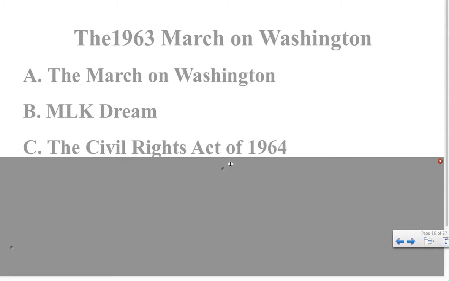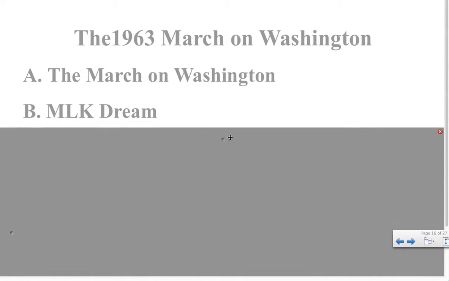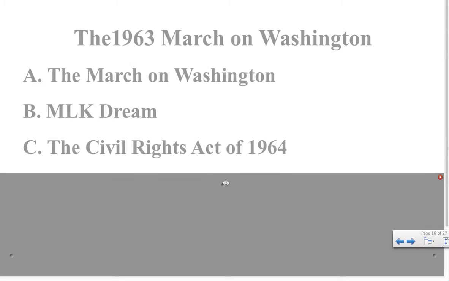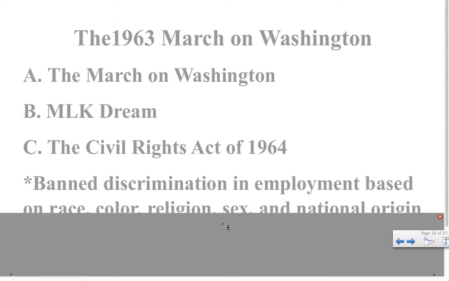Okay, again, in 1963, we see the March on Washington led by Martin Luther King Jr., where he delivers his famous "I Have a Dream" speech. The Civil Rights Act of 1964 was passed, which banned discrimination in employment on the basis of race, color, religion, sex, or national origin. Again, this will be the first of 2 Civil Rights Acts that are passed in the 60s.